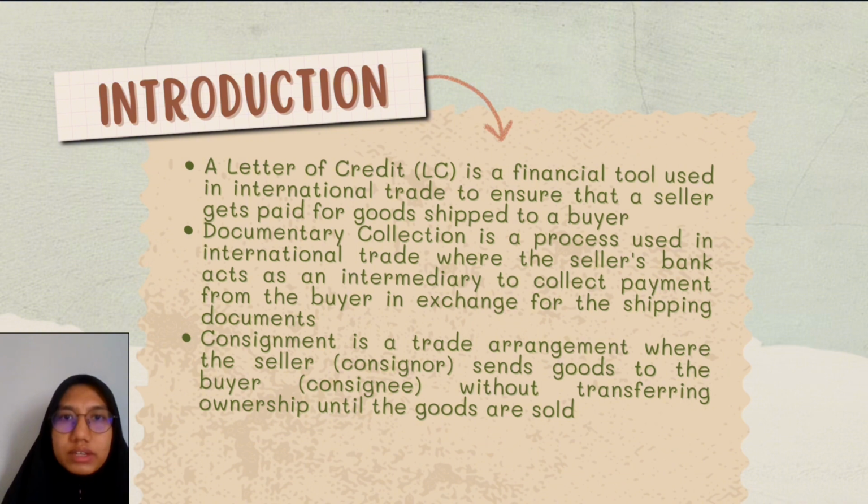Okay, a letter of credit is a financial tool used in international trade to ensure that a seller gets paid for goods shipped to a buyer. Documentary collection is a process used in international trade where the seller's bank acts as an intermediary to collect payment from the buyer in exchange for the shipping documents.